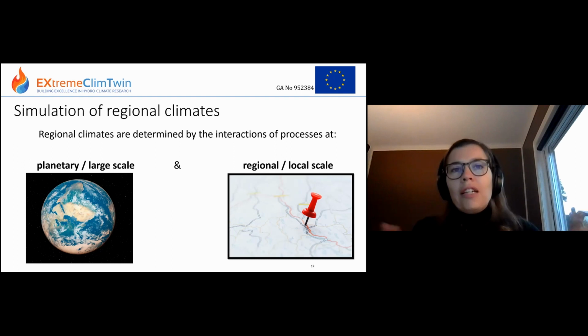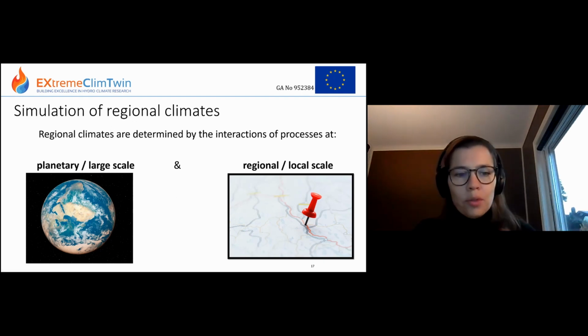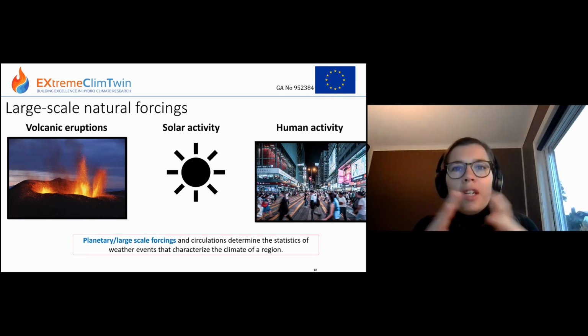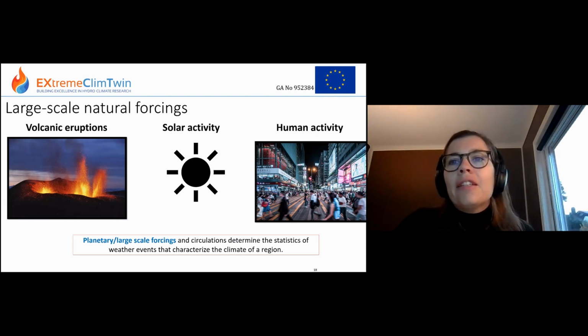So examples of large-scale processes or large-scale natural forces are a volcanic eruption, solar activity, or human activity. That's, of course, happening on the large scale. And the planetary or large-scale forcing and circulation, you can say that they determine the statistics of weather events that then characterize the climate of a region.